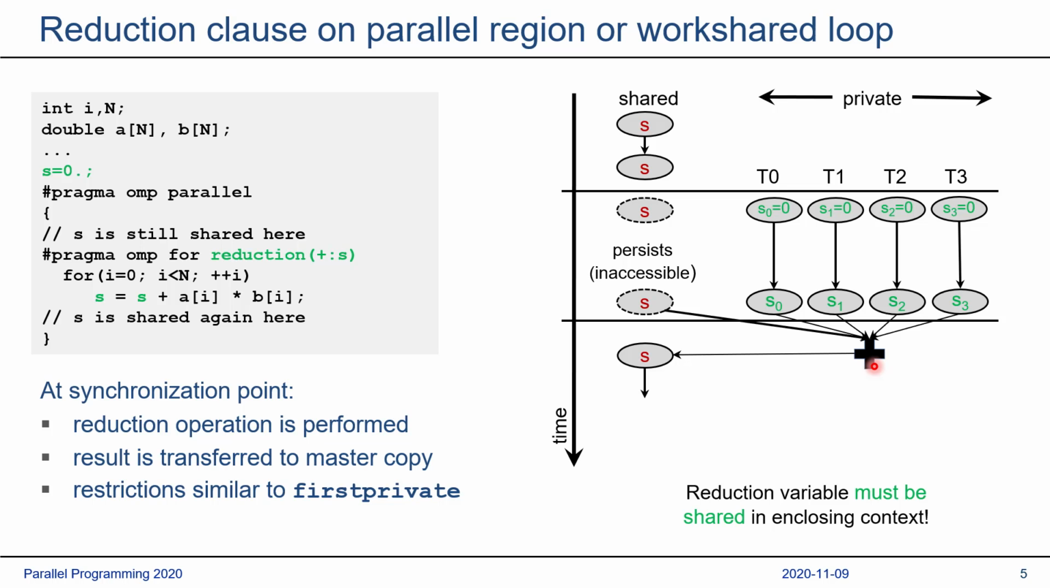This is extremely convenient. There's one condition for this to work. The compiler will complain if the reduction variable is not shared in the enclosing context. So if the variable S in our case had been privatized already on entry to the parallel region, this would be forbidden and the compiler would complain.